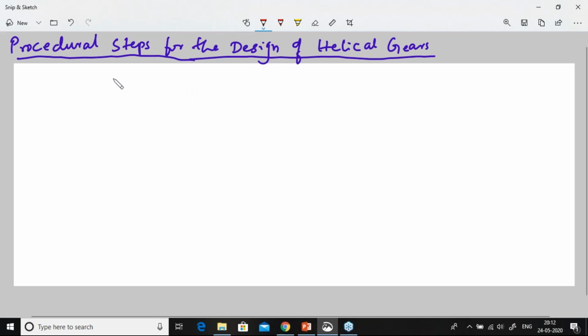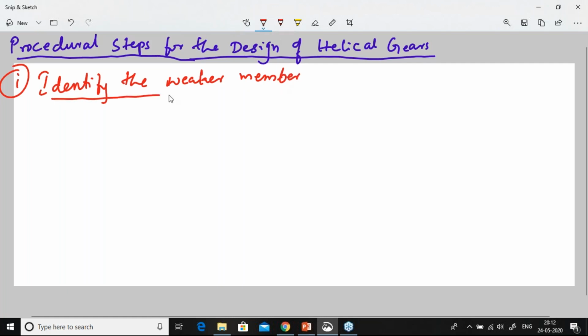So how to solve the helical gears? What are the procedures? We will go through that. The first step is identify the weaker member. Almost all the procedures of spur and helical gears are similar, with very small changes with respect to equations. Remaining things will be the same. So coming back, identify the weaker member.